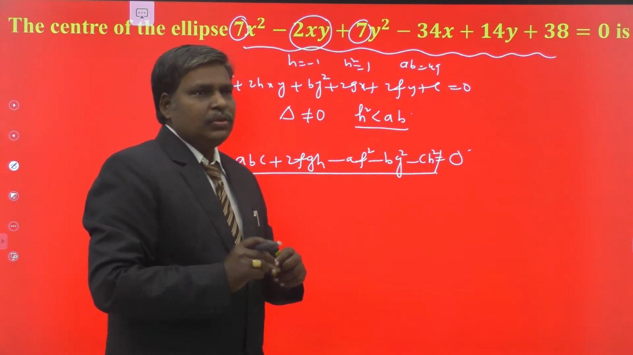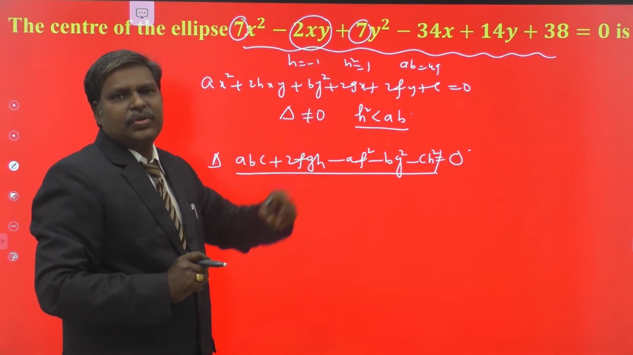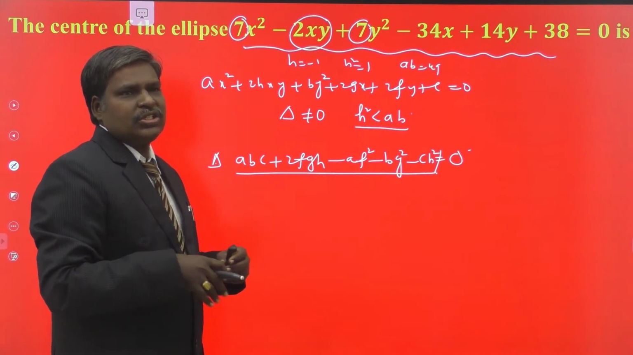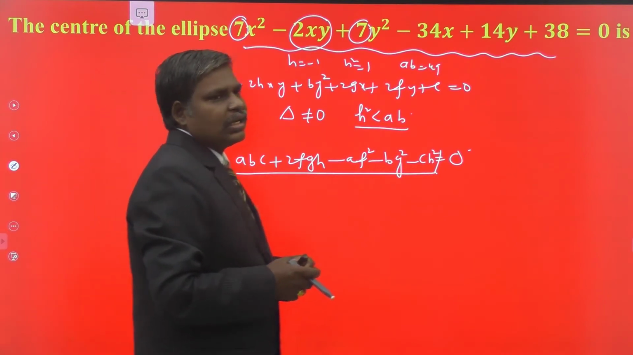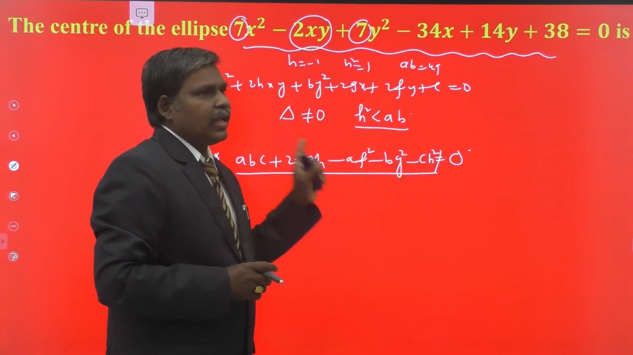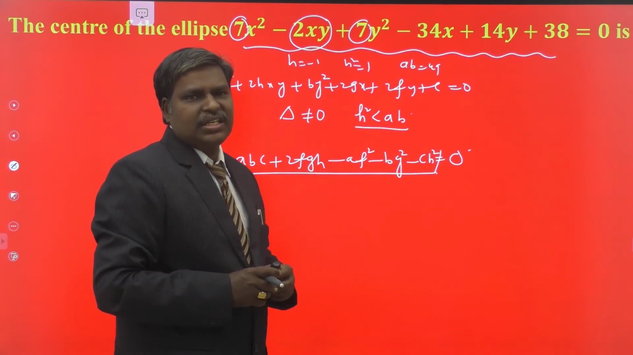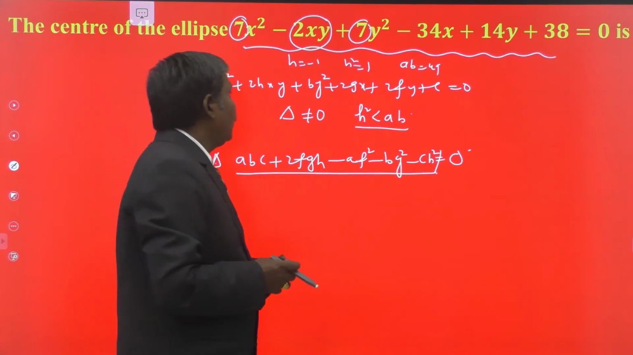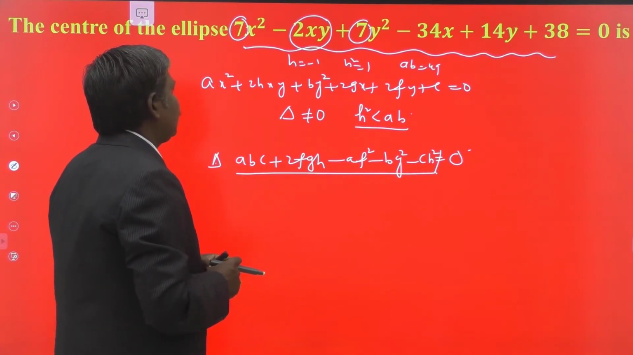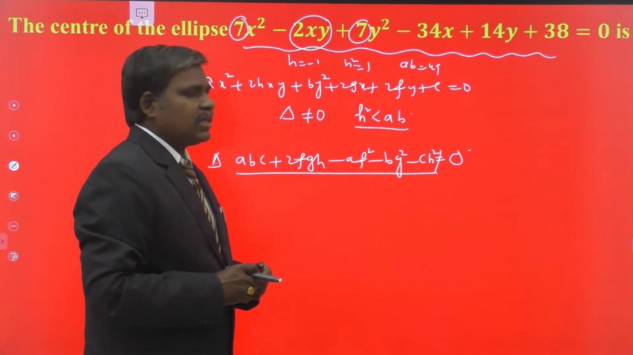For that, you do one thing. Take the partial derivative with respect to x and the partial derivative with respect to y. You get two equations. By solving those equations itself, we get the center of the ellipse. Don't say that those equations are axes. They are not axes, but their point of intersection gives the center of the ellipse.